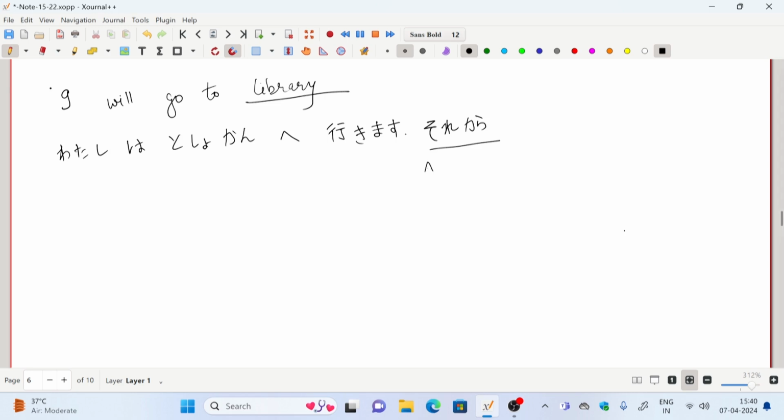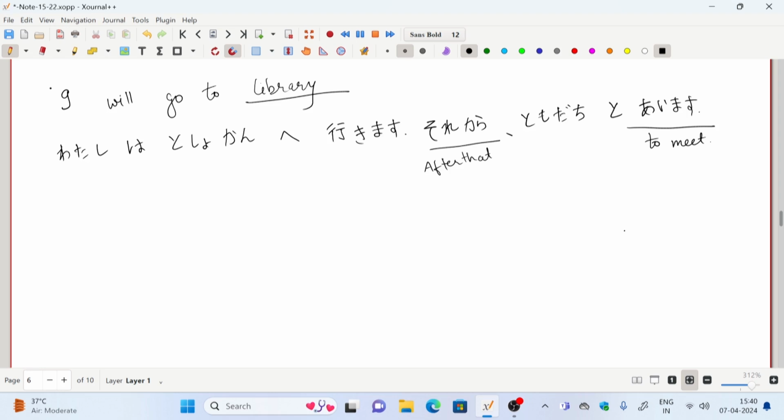After that, I'll meet my friend. Sore kara tomodachi to aimasu. Tomodachi. So I'll go to library and after that I'll meet my friend. Aimasu is to meet. Now if we combine these two sentences, I'll go to library and after that I'll meet my friend.